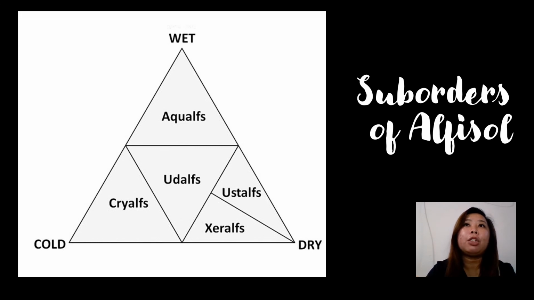And isofrigid means the area where the soil has a mean annual soil temperature of greater than 0 degrees Celsius but less than 8 degrees Celsius, with a difference between mean summer and mean winter soil temperature of less than 5 degrees Celsius at 50 centimeters below the surface, and warm summer temperatures.